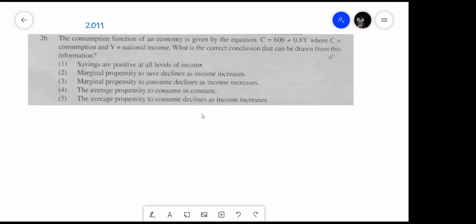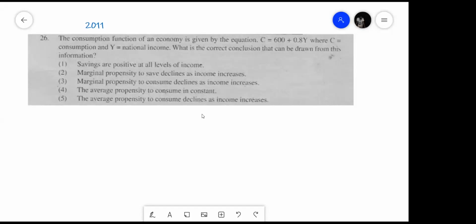The question says the consumption function of an economy is given by the equation C equals 600 plus 0.85Y, where C is consumption and Y is national income. What is the correct conclusion that can be drawn from this information? Savings are positive at all levels of income. Marginal propensity to save declines as income increases. Marginal propensity to consume declines as income increases.